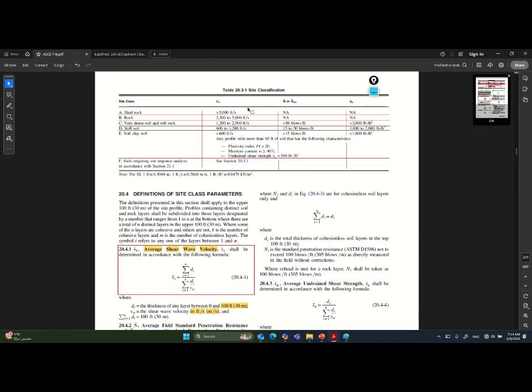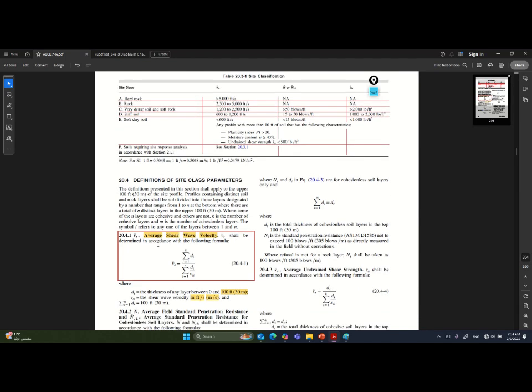This is the table that we are going to use for the hard rock, and I also highlighted this to you because maybe he will tell you how to determine the site class, and after getting the site class you can calculate the SS and the S1, then the SDS and the SD1 and so on, and you can determine the seismic design category.